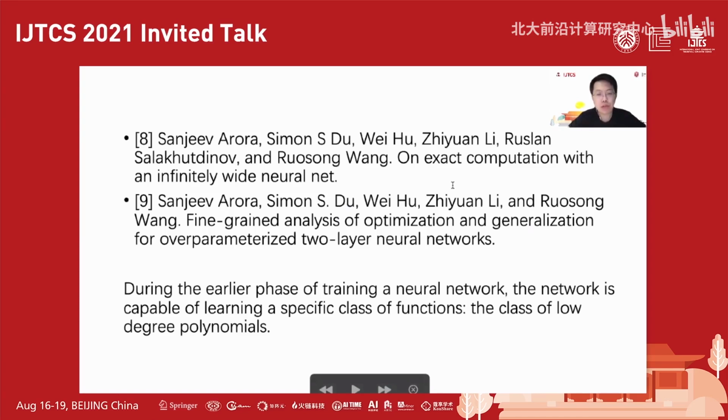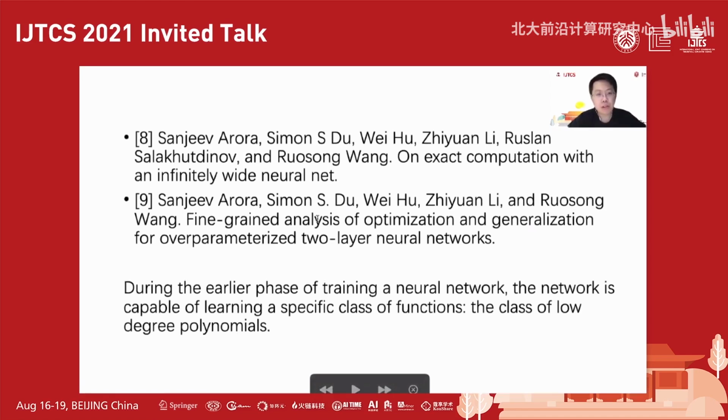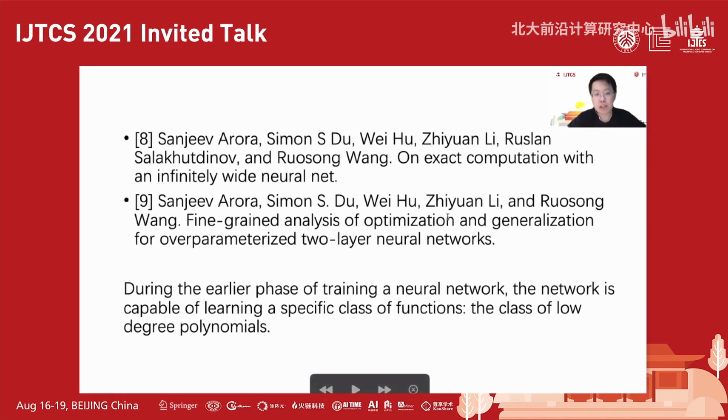For these two papers, we can see that during the earlier phase of training a neural network, the network is capable of learning a special class of functions. Of course, when we say these two papers, we are talking about supervised learning problems, not the generative adversarial network. So for the original supervised learning methods, our network is capable of learning a specific class of functions during the early phase of training, which is the class of low-degree polynomials.